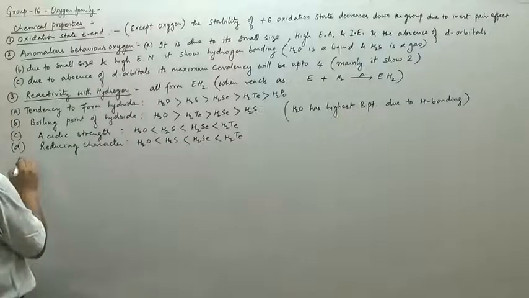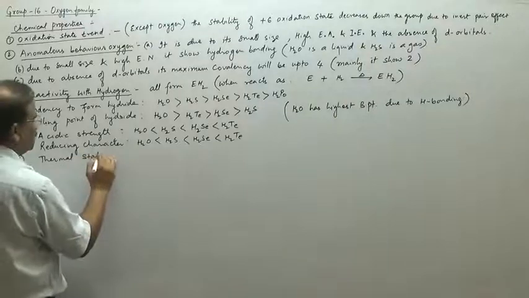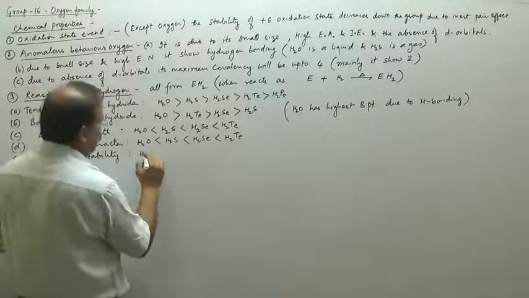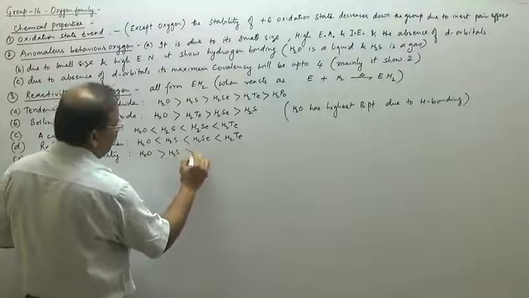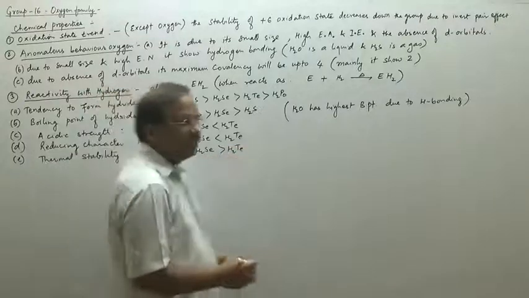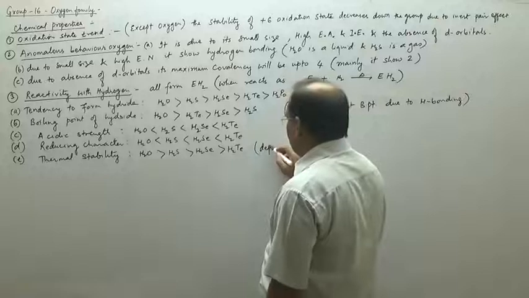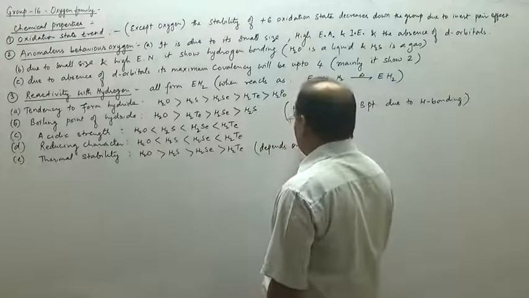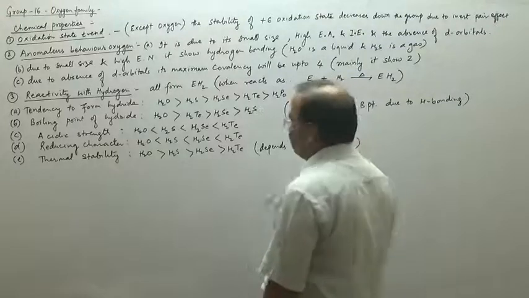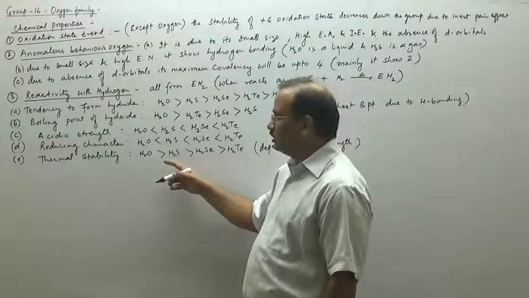Then I write the thermal stability of hydrides. The thermal stability of hydrides depends on the bond energy. So H2O will be more stable than H2S, which is more than H2Se, which is more than H2Te. This is the order of thermal stability. It depends on bond strength, we used to say that. Thermal stability means we are talking about the bond energy.